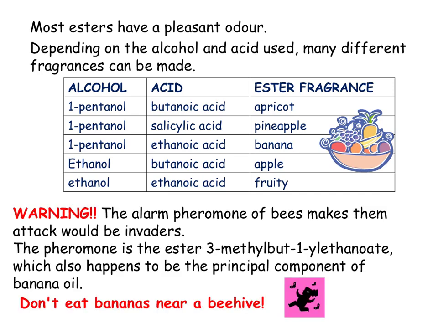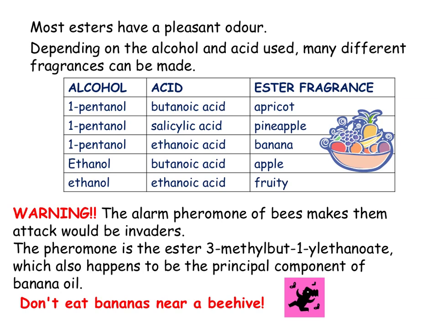Bees, for example, make a pheromone known as 3-methyl-but-1-ethanoate, which happens to be the principal component of banana oil. This means that if you were to eat bananas around a beehive, you're going to set off this attack pheromone.